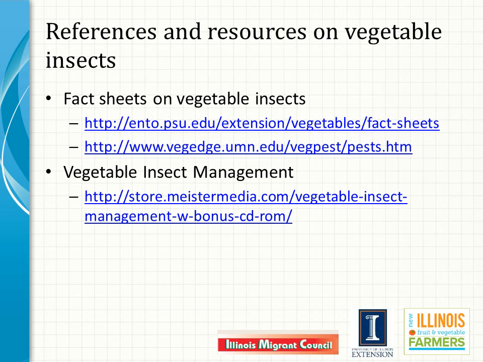For identification of pest insects in specific crops, fact sheets and specialized publications are useful. The Penn State University and University of Minnesota fact sheets cited in this slide are very useful. So is the Vegetable Insect Management book published by Meister Press.